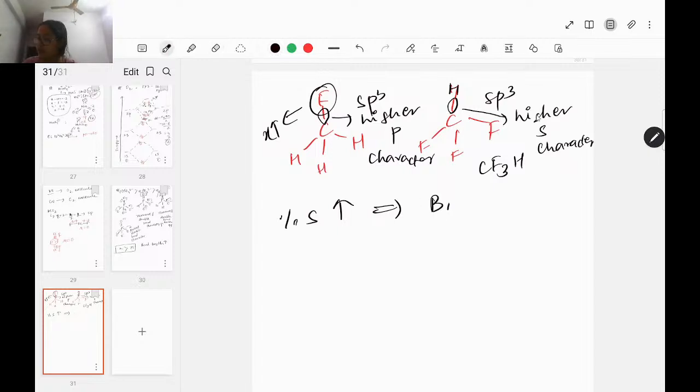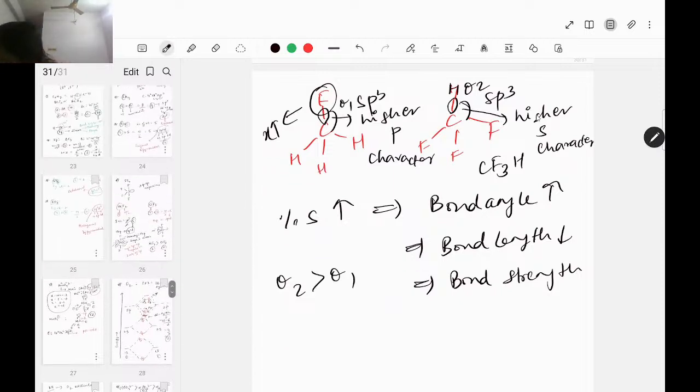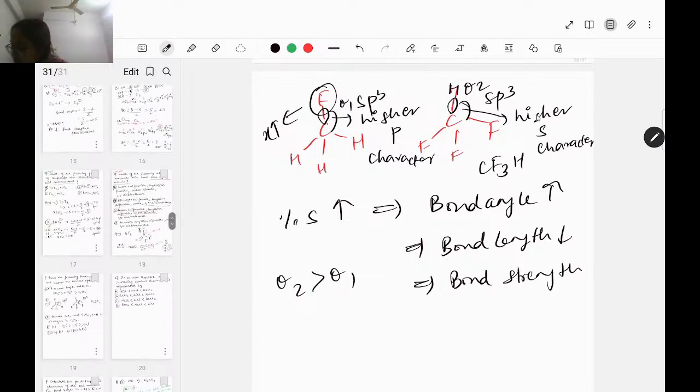So bond angle increases, bond length decreases, and bond strength increases. So in case of CF3H, the carbon is bonding with the hydrogen atom with a greater s character orbital. So as a result, the bond angle in case of CHF3 increases. So theta 2 is greater than theta 1. This is the answer. And what about the last question?